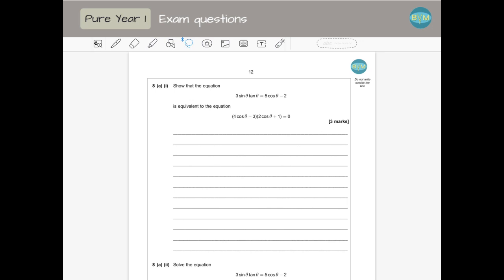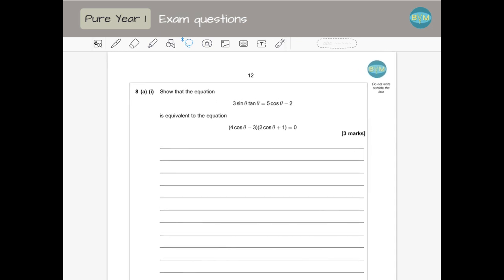Hello, this is question 8 on your Paper 1 from AQA, November 2021. It's a trigonometric equations question. We have to show that this equation is equivalent to this one. So we have to work with this equation until we have an equation with only cos, which means we are going to try to eliminate this sine and tan.